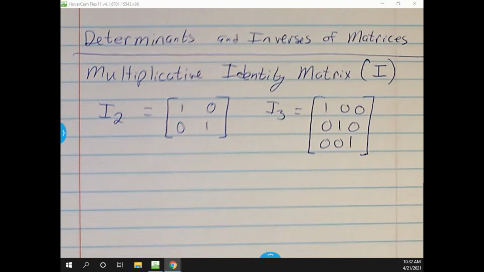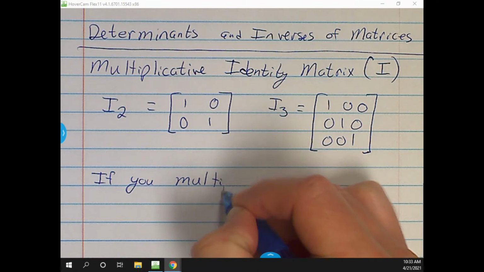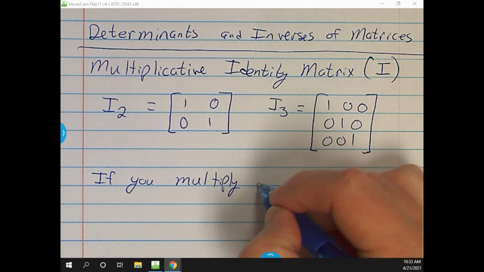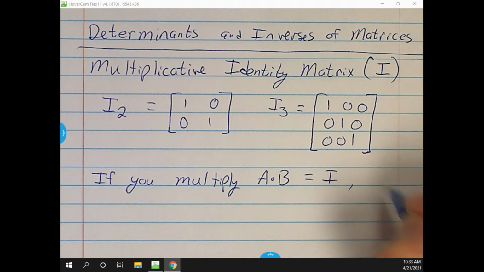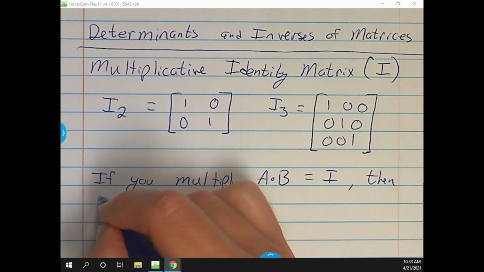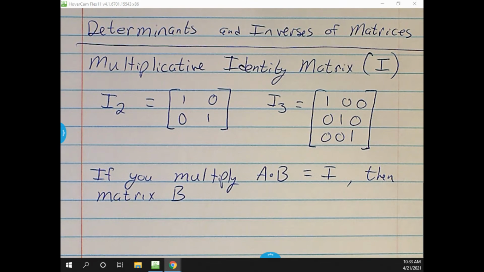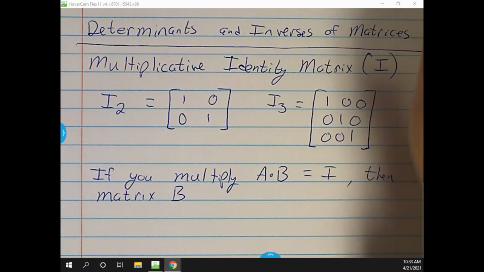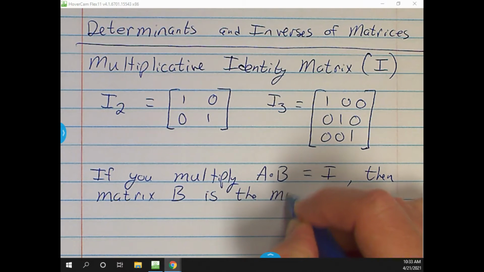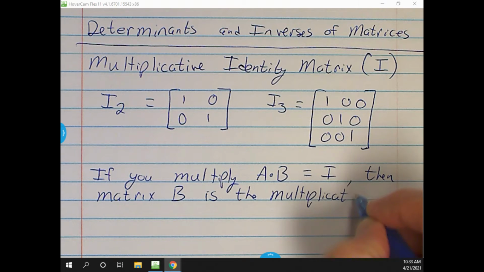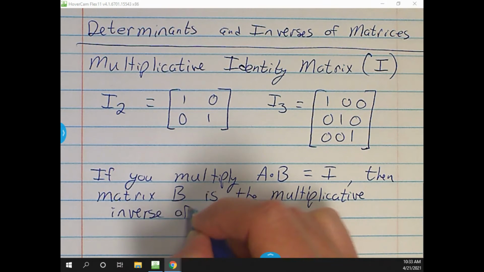Okay, and then what they say is that if you multiply two matrices together, A times B, and that equals the identity matrix, then matrix B is the multiplicative inverse of A. So if you multiply A times B and you get the identity matrix, then matrix B is the multiplicative inverse of A.